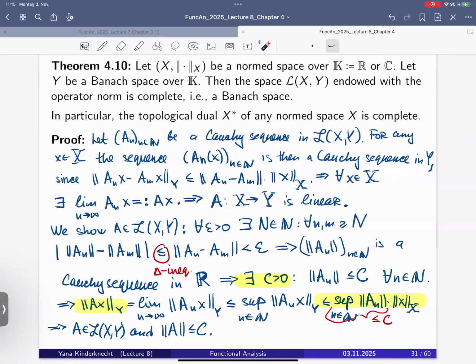So what have we shown? We have shown that there exists a bounded linear operator A, which is a pointwise limit of our Cauchy sequence of operators. But we don't need a pointwise limit. We need a limit in the operator norm. So this is what we still have to show, that this A, defined in this way, is a candidate of being a limit of the Cauchy sequence in this space. So let us show that this candidate is actually the limit.